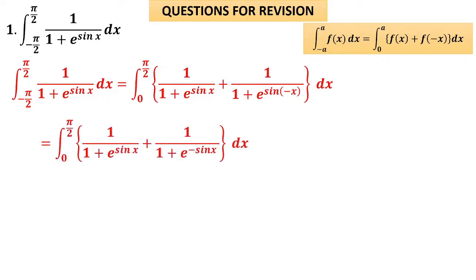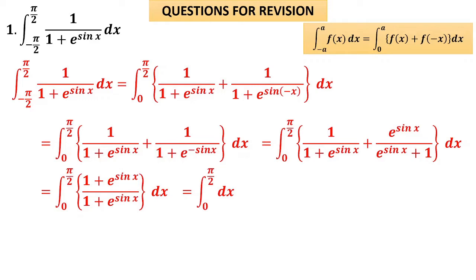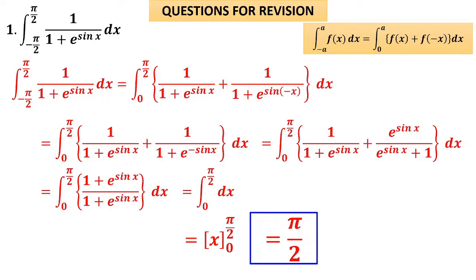What is sin of minus x? It is minus sin x. Now, when you take e power minus sin x as 1 upon e power sin x, and take the LCM, the second term will become e power sin x upon e power sin x plus 1. Now it will become integral 0 to pi by 2, 1 plus e power sin x by 1 plus e power sin x. They cancel, and you get integral 0 to pi by 2 dx. It is nothing but x from 0 to pi by 2. The answer is pi by 2. Therefore, when I apply the property directly, that is, integral from minus a to a is integral 0 to a of f of x plus f of minus x, the integrand gets reduced.